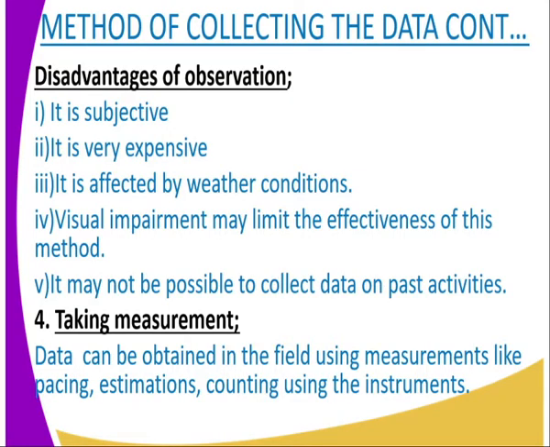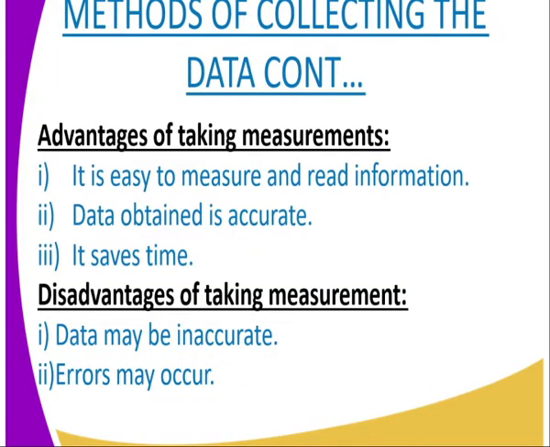We go to number four, taking measurement. Data can be obtained in the field using measurement, like pacing, estimations, counting, and measuring using an instrument. Let us see the advantages. It is easy to measure and read information. When measuring distance, you can use a tape measure, a meter rule, and many others. Then data obtained is accurate, since you are using an instrument. Number three, it saves time.